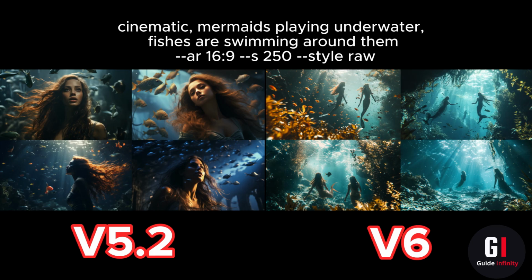Okay, so in this next prompt, I typed in cinematic, mermaids playing underwater, fishes are swimming around them, aspect ratio 16:9, style 250, style raw. So to me, version 6 did a way better job, as it has at least two mermaids in every picture with fishes swimming around them, and the picture looks a lot more cinematic with a wider frame. Version 5.2 isn't bad, but it has only generated one mermaid in each picture. But there are fish swimming around, which is good. But to me, I definitely think version 6 has absolutely smashed it here and understood my prompt a whole lot better.